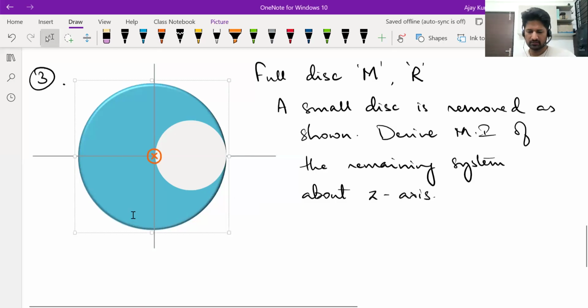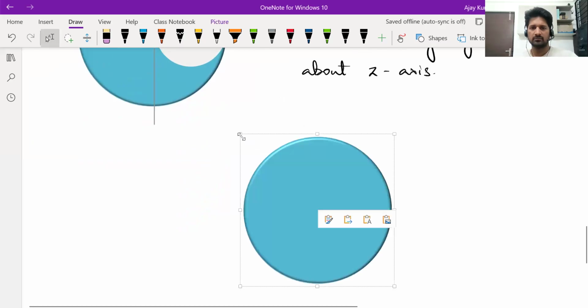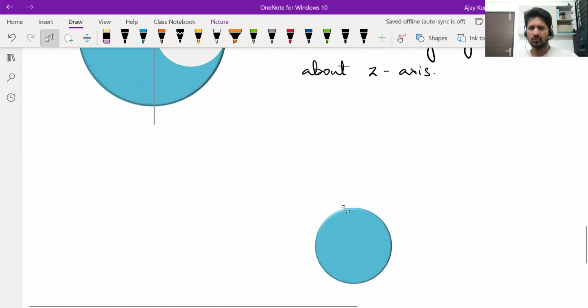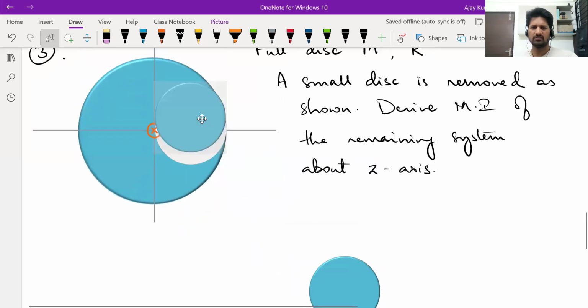Consider the small disk. Just a moment, let me take the image of a disk. So the small disk is approximately this much. What is the radius of that small disk? Anyone?